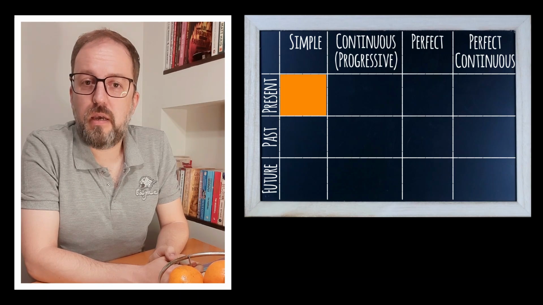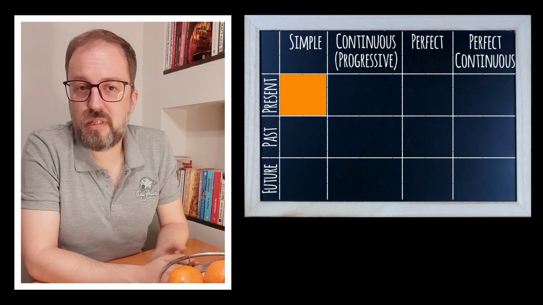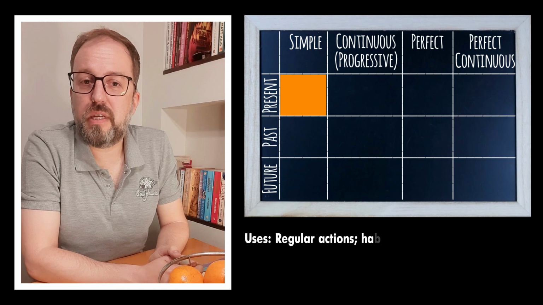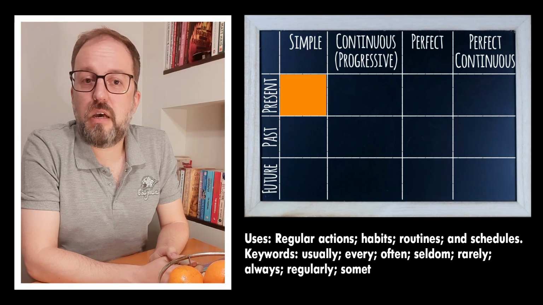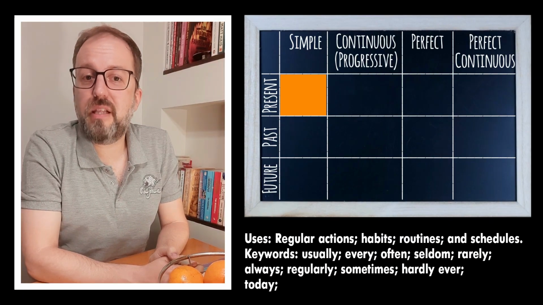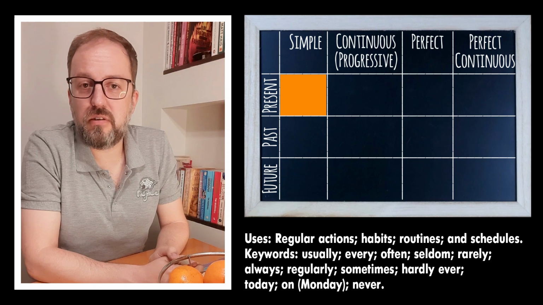Present simple. It's used for regular actions. For example, I go to the gym 3 times a week. Usually I go to bed at 8 or 9 a.m. and wake up around 5 p.m. Habits, routines, and also for schedules, like my plane leaves at 6 o'clock or the film starts at 8.